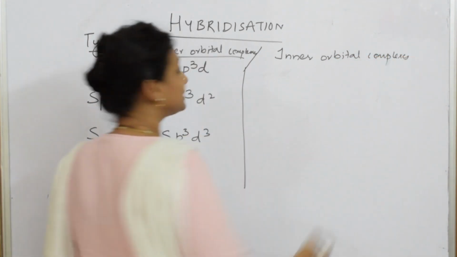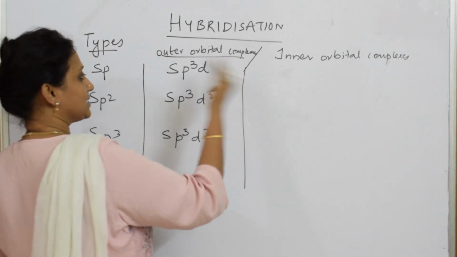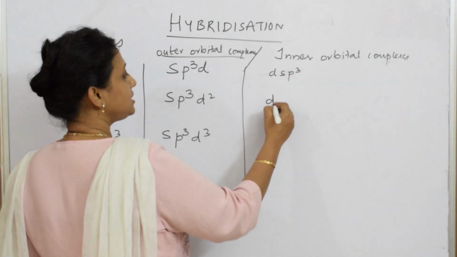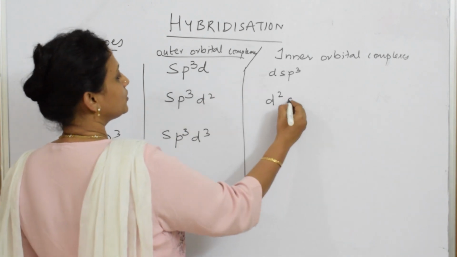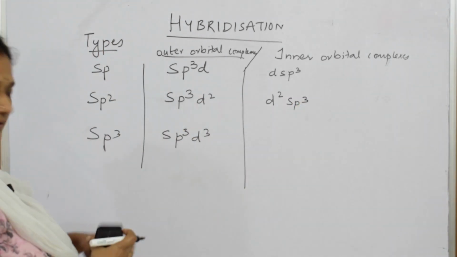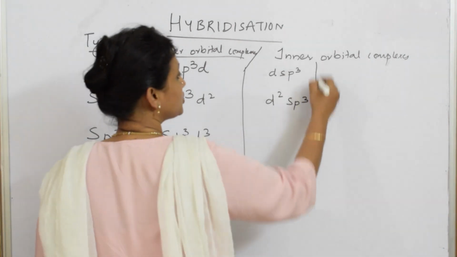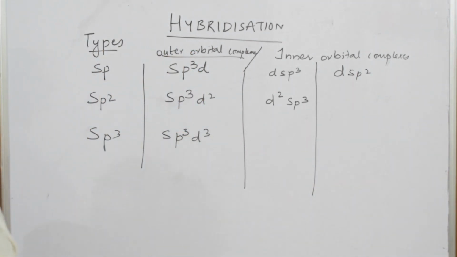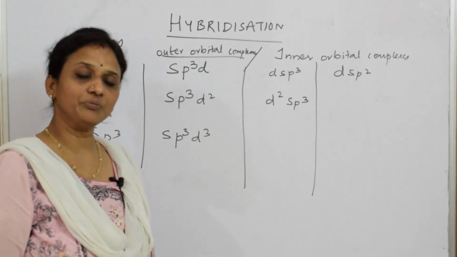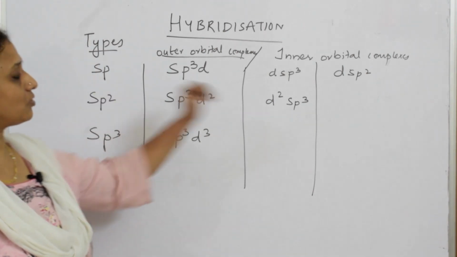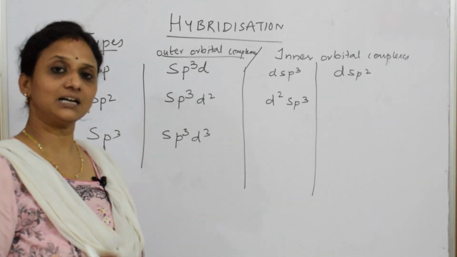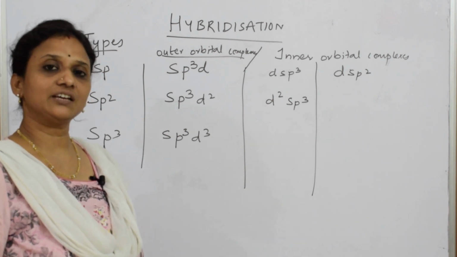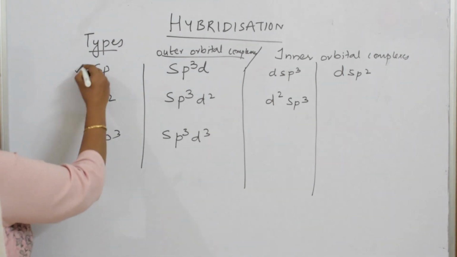After this you have something called inner orbital complexes. In inner orbital complexes the combination starts from the inner side. Now d comes in: d sp3, and d2 sp3. I'm just building from the inner side. We don't have d3 sp3, but you have one more combination, dsp2. These are the different combinations of hybridization. I'll be showing examples for all, one after the other. I'll be showing how to calculate and write the percentage of s character and p character, and what Bohr magneton or magnetic moment is. Please note carefully, and let us start with the first type of hybridization, sp.